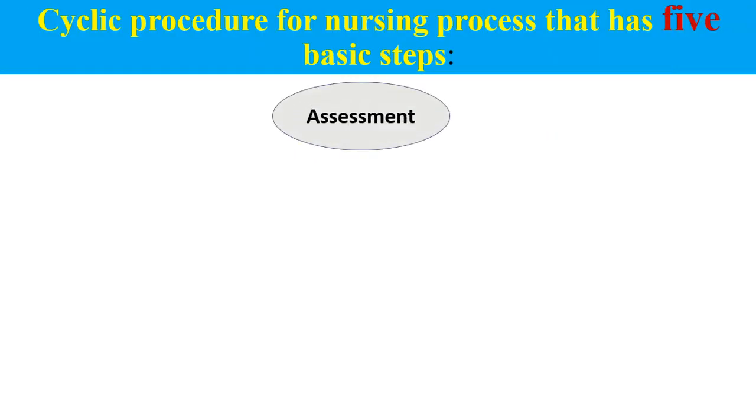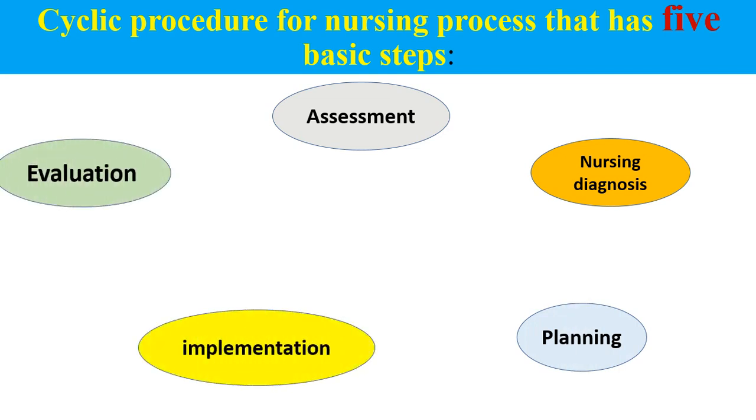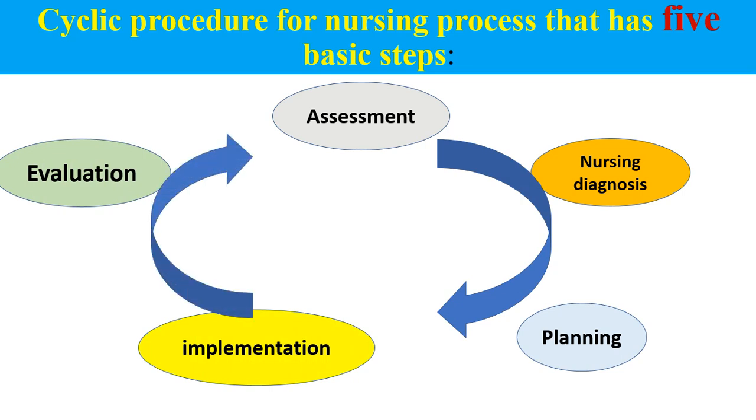So the nursing process is a cyclic procedure that has 5 basic steps. Now we want to list the 5 basic steps first, and then we explain them one by one. The first one is assessment, then nursing diagnosis, planning and implementation, and finally evaluation. This is the cycle for the nursing process.